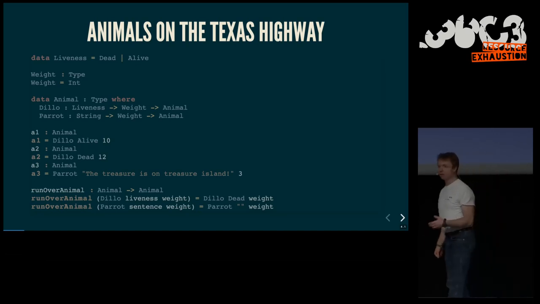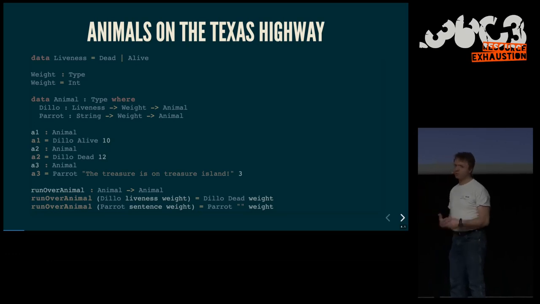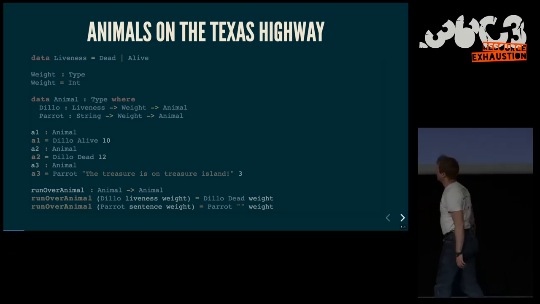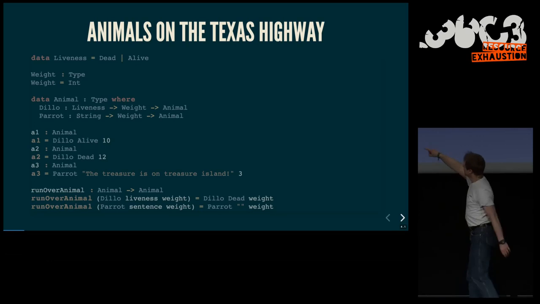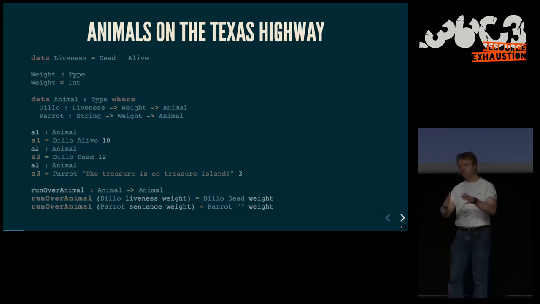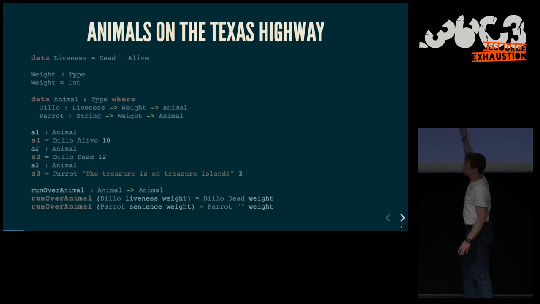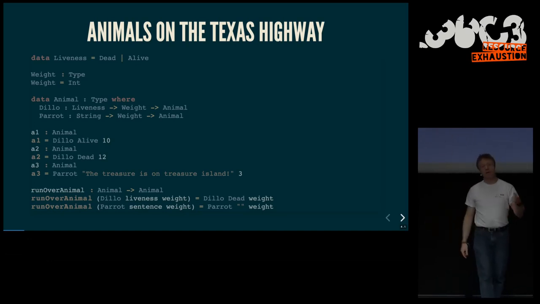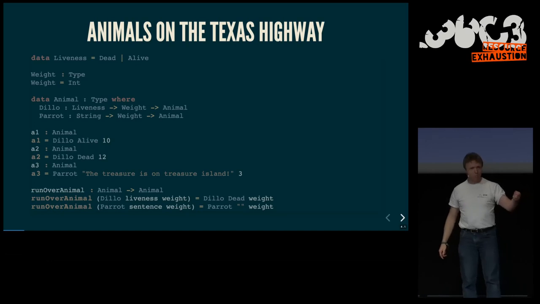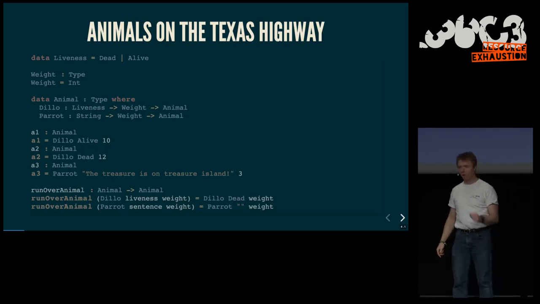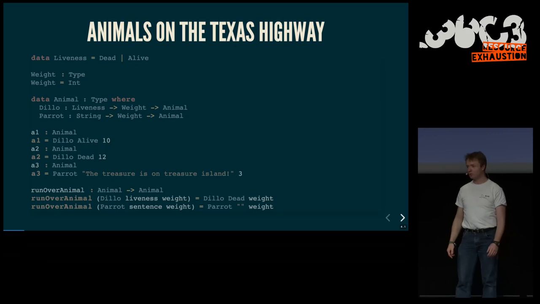So there's a function down here, and we're doing functional programming, shouldn't worry you at all, but what's important here is that it says there's an animal going in, an animal going out, and really what this means is that this animal object up there is not really the animal, it is the state of the animal at a given time. And so run over animal, you can see the type signature that says an animal goes in, an animal goes out, and what it really means is the state of the animal goes in before it gets run over, and the state of the animal after it gets run over comes out.